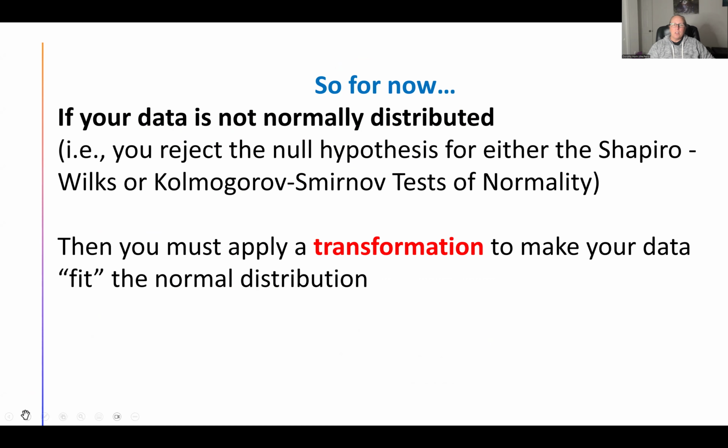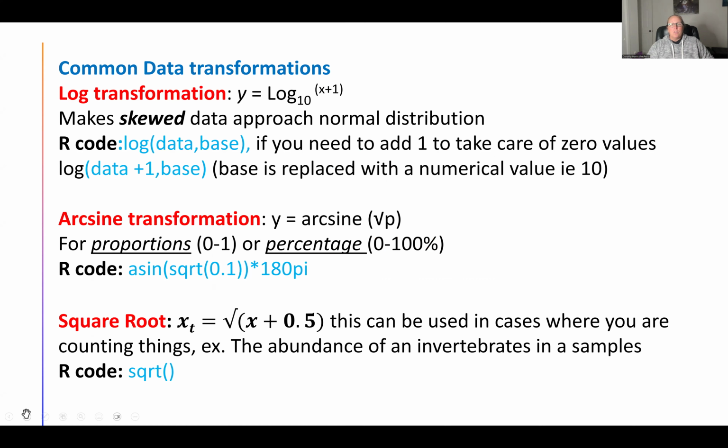So for now, if your data is not normally distributed, you're going to reject the null hypothesis for either the Shapiro or the Kolmogorov test for normality, and then you have to apply a transformation to make it fit. So what I want you to do is concentrate really on taking that data, and if it is not normal, we're going to work on transformations, transforming your data. So you can do 3 different kinds. There's a few extras, but these are the 3 I want you to concentrate on.